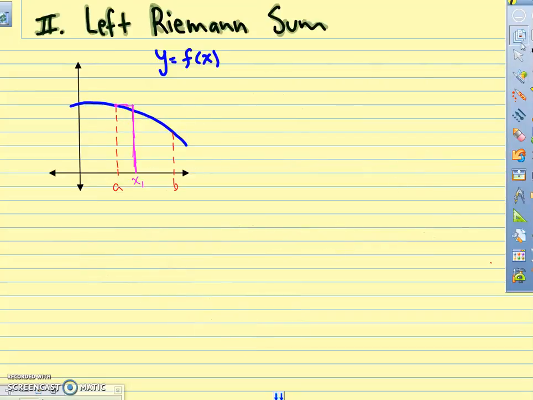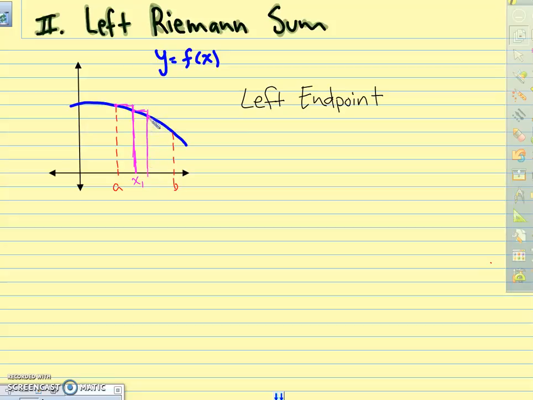There is such a thing as left Riemann sums, and if you notice, I already drew the first rectangle. Notice that the rectangles go up until the left endpoint touches the function. So that makes sense. This is now the left endpoints. So we draw rectangles where the left endpoints touch the graph.